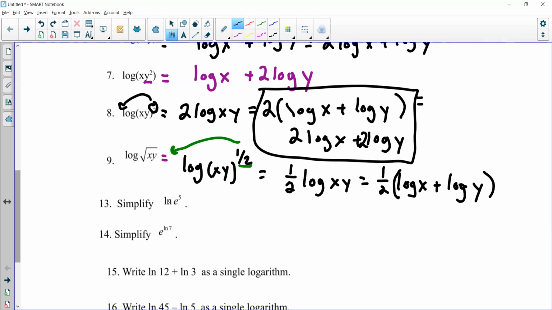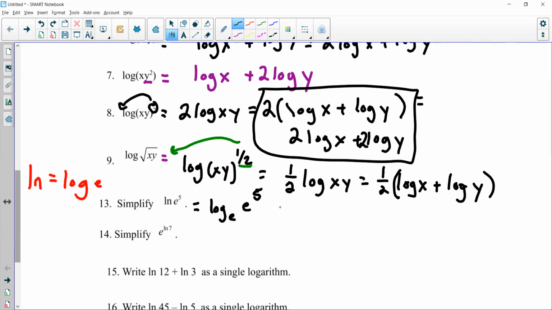Next one, it says simplify ln e to the 5. Now, you don't need a calculator for this one. Here's what's important. First off, everyone always asks me, how do we know how to do with e? Remember that ln equals log base e. Because it's log base e, this is the same thing as saying log base e of e to the 5.